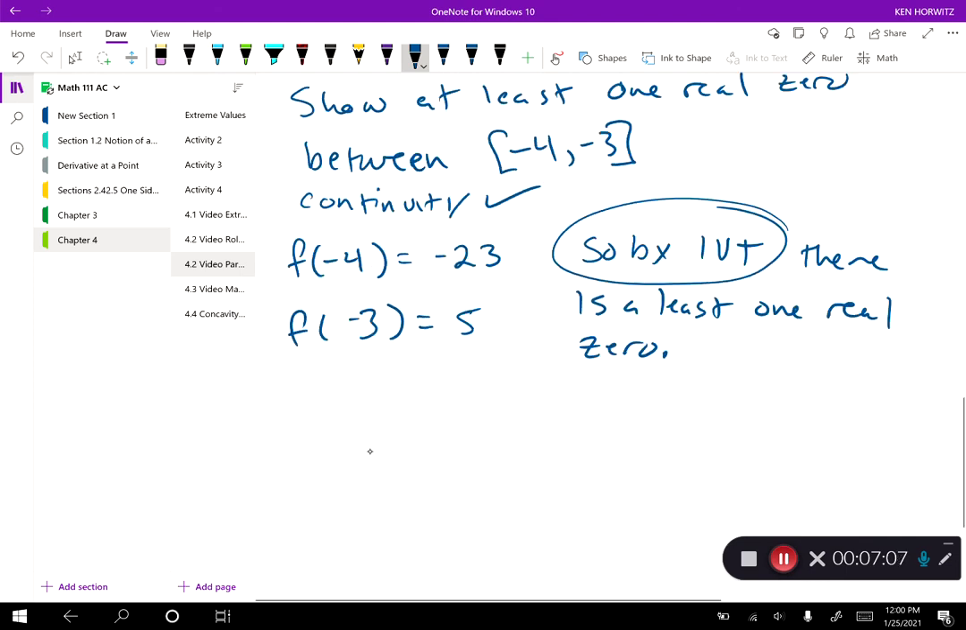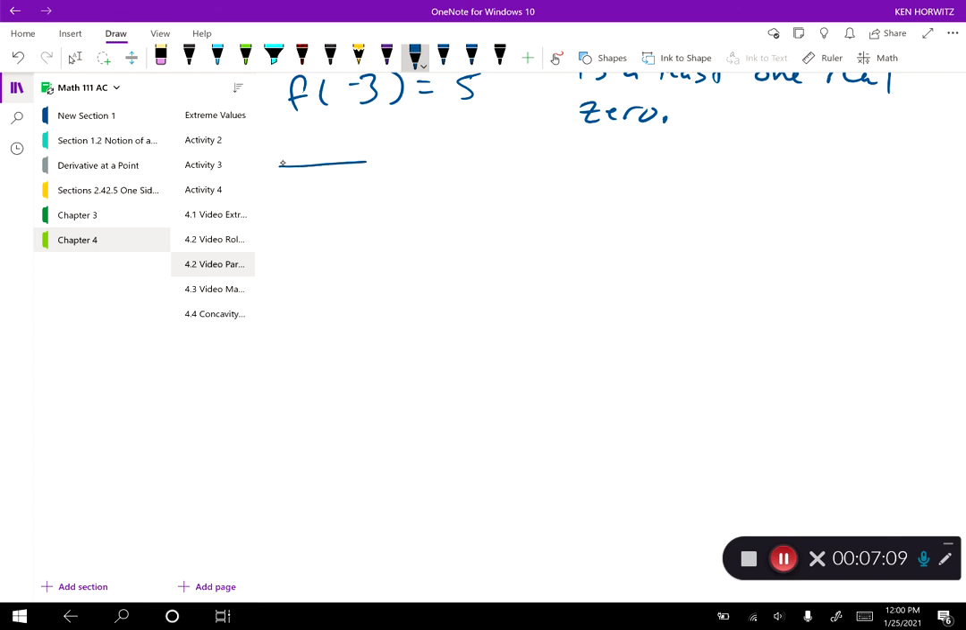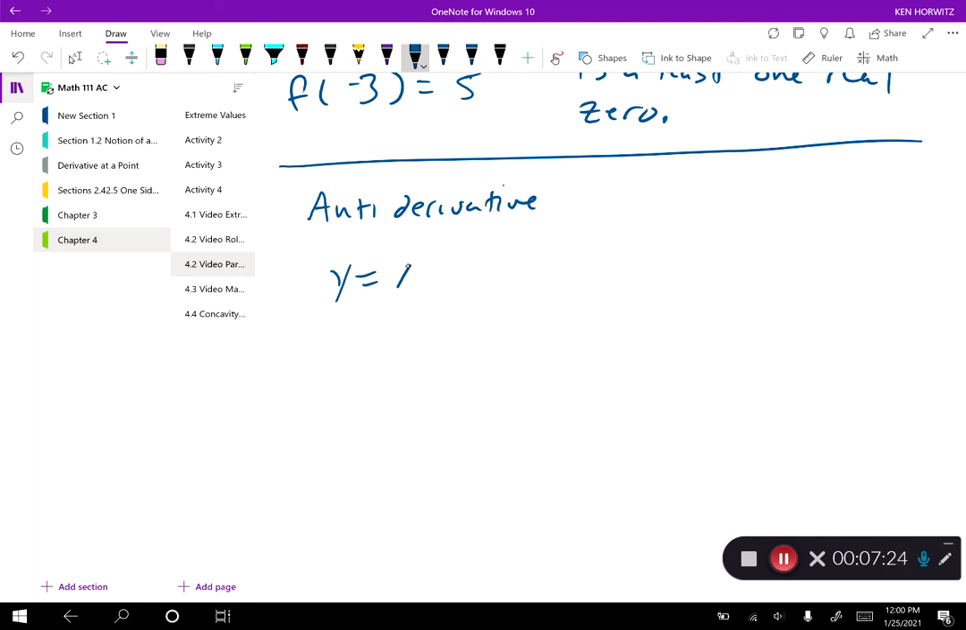Okay. Let's go on to the antiderivative. Now, the antiderivative basically means we're going to do the derivative backwards. So let's take a very basic function, y equals x squared plus 3. Let's do the derivative, then let's go backwards, and let's see where we wind up.